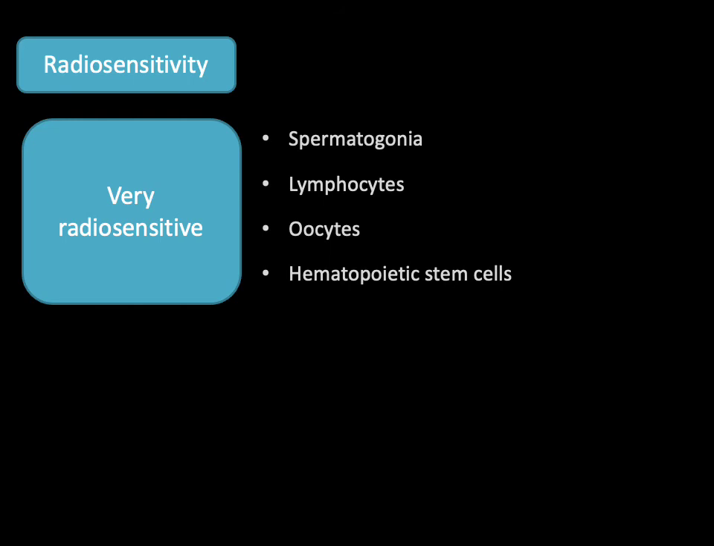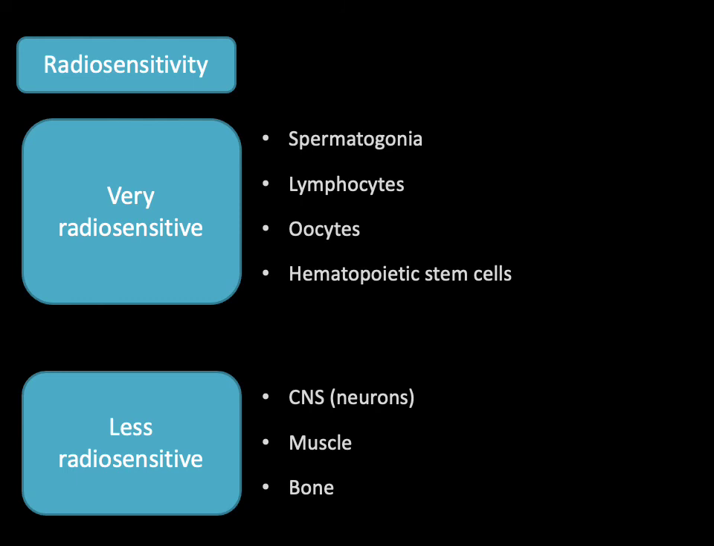So here's a list of some of the most radiosensitive cell types. They include spermatogonia, lymphocytes, oocytes, and hematopoietic stem cells. Some of the less radiosensitive cells include central nervous system cells, muscle, and bone.